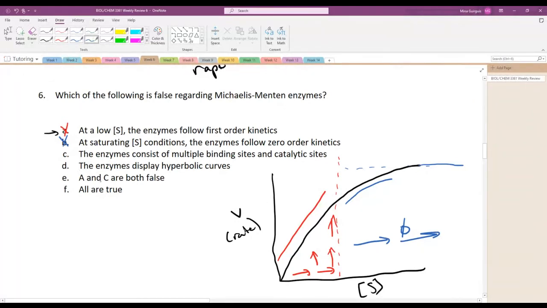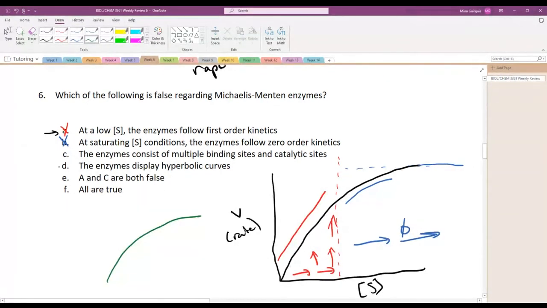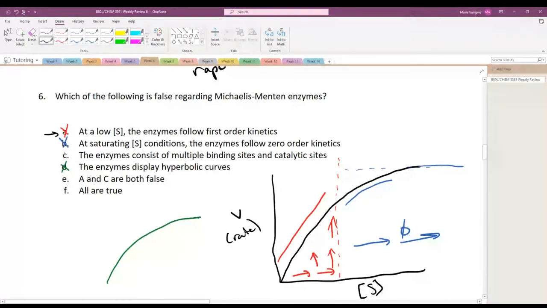D. D says the enzymes display hyperbolic curves. So this curve is hyperbolic. Like that is the name of the curve shape. And so this one is also true, which makes this false. All right, so now we're down to C. And I'm just going to tell you guys, C is the correct answer because it's incorrect, if that makes sense.